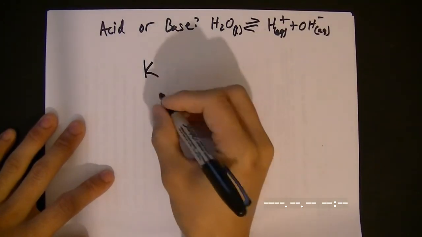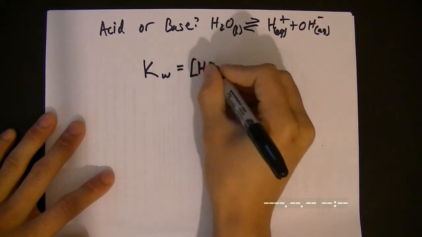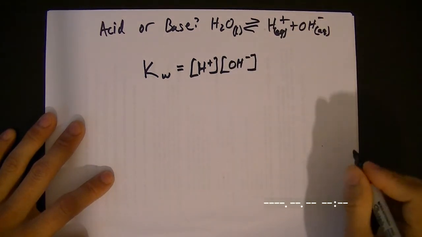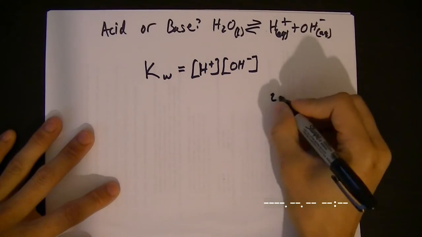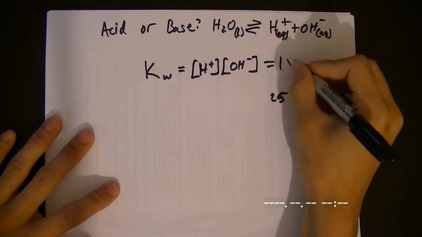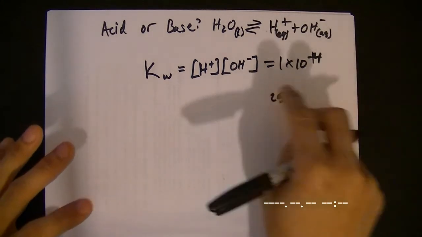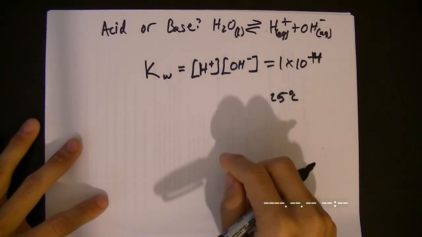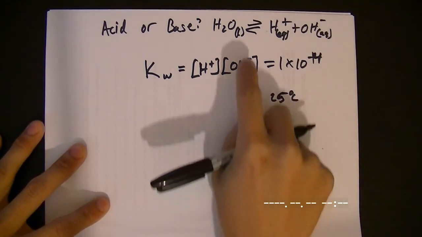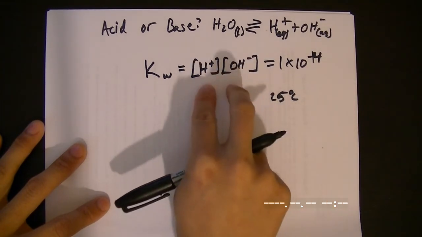If we write the K expression, I'm going to call it Kw, for water. This is equal to the concentration of H plus times the concentration of OH minus, and at 25 degrees Celsius, just by nature, the Kw would be 1 times 10 to the negative 14. Interesting. So this tells us that this doesn't happen very often. Most of it stays as water, but it does happen, and they come out equally.